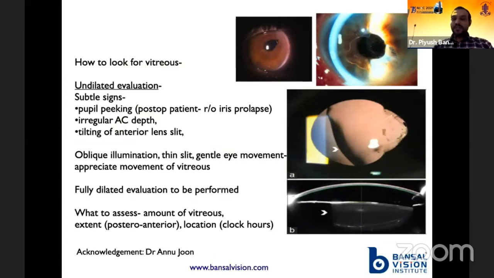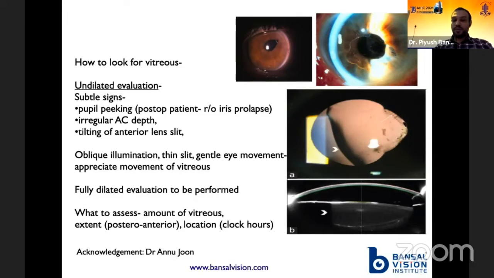So any other subtle signs? Yes, we can look for pupil peaking. The anterior chamber depth would be irregular, and there would be tilting of the anterior lens slit. One can also make an oblique illumination slit beam and ask the patient to gently move the eye in different directions, which makes it much simpler and more appreciable to see the movement of the vitreous on ocular movements. Now, obviously, a fully dilated evaluation must be performed.